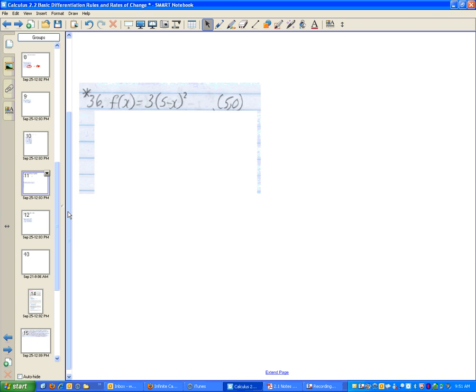Now that is a polynomial function. It's just not written as one term plus another term plus another term. We need to get it in that form.